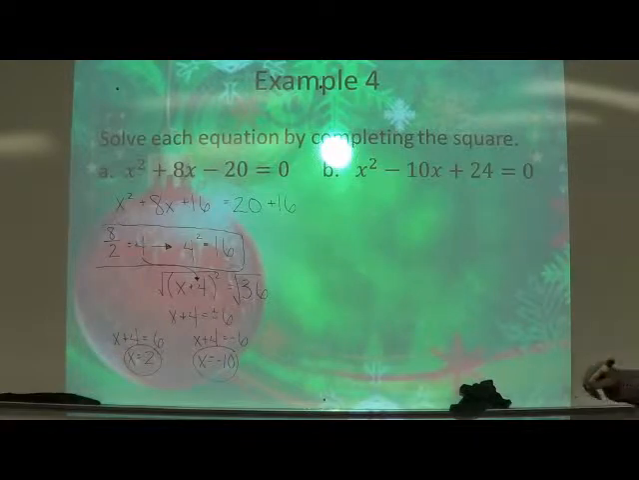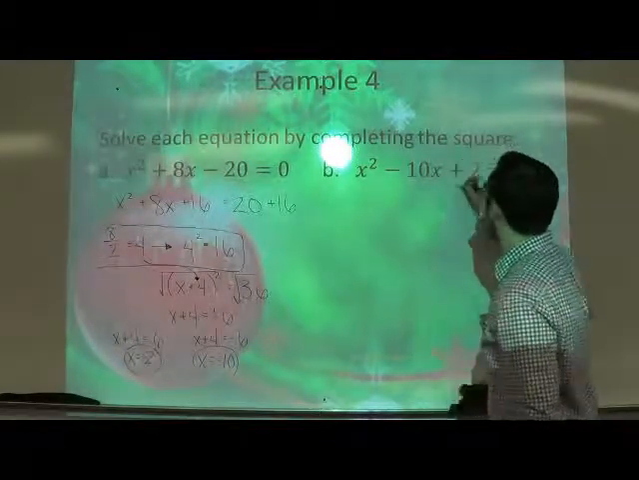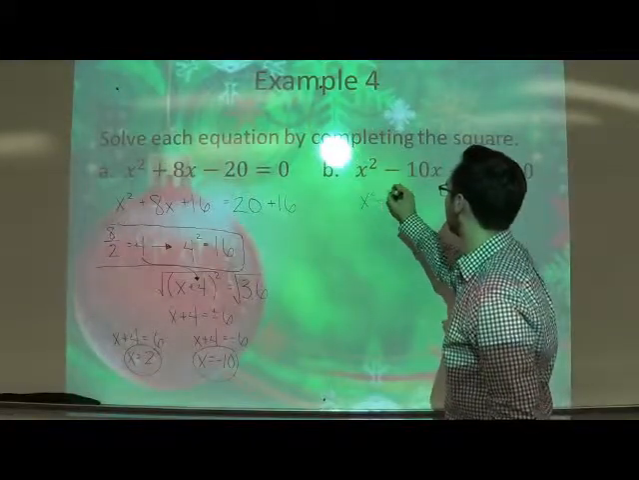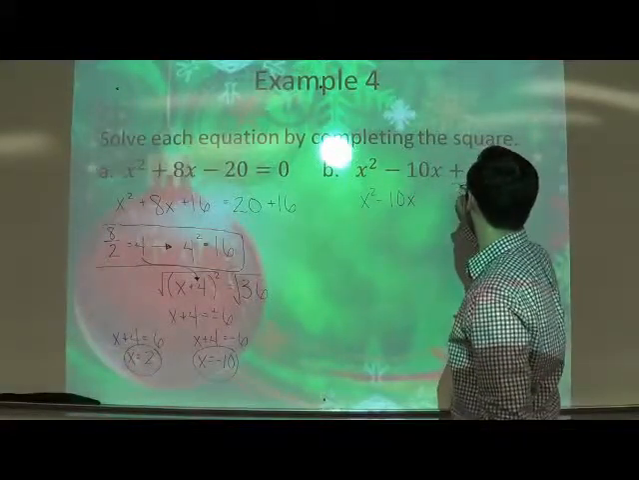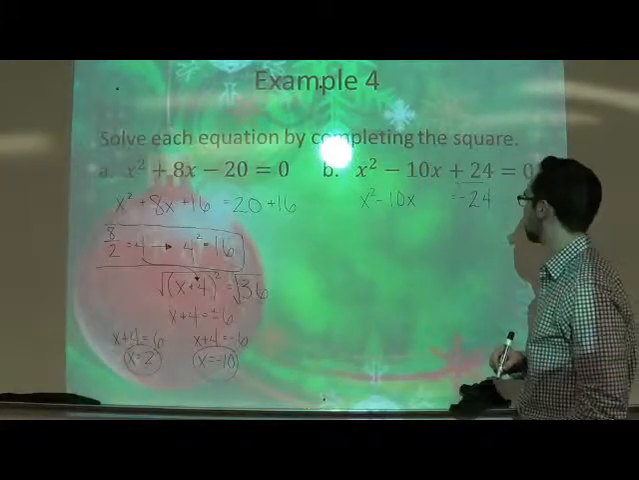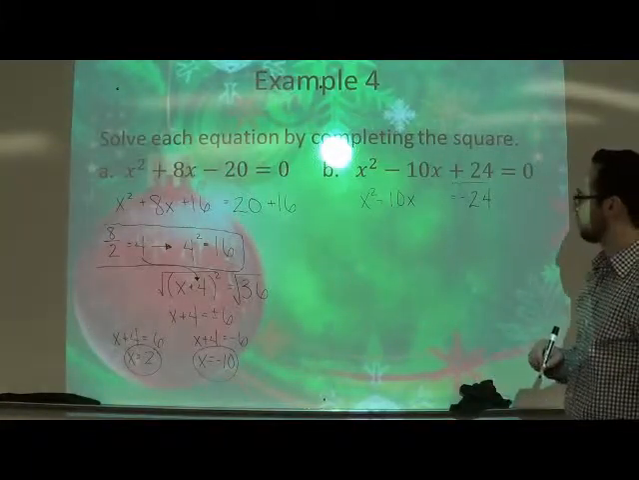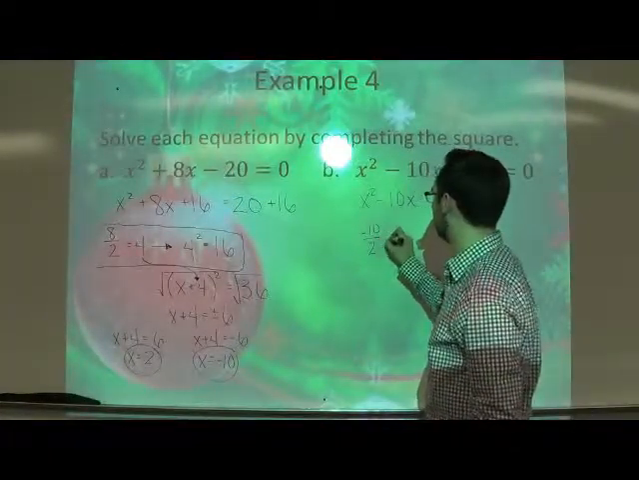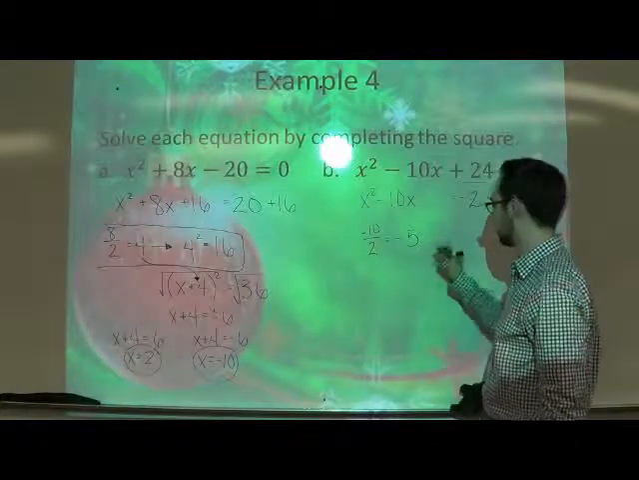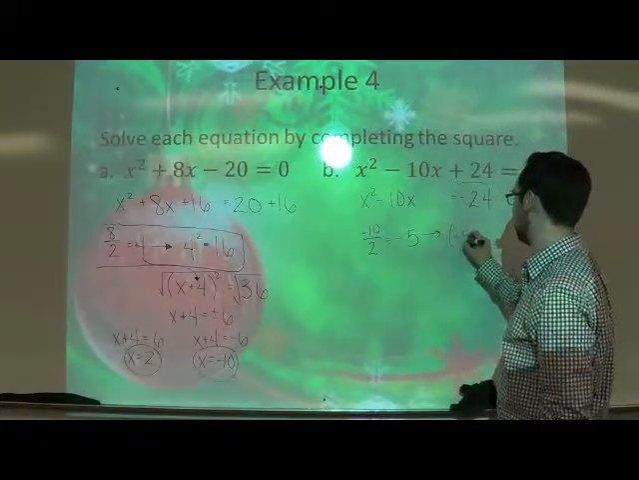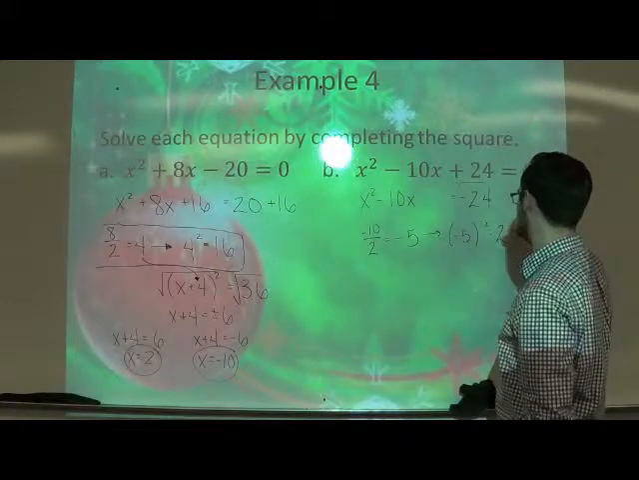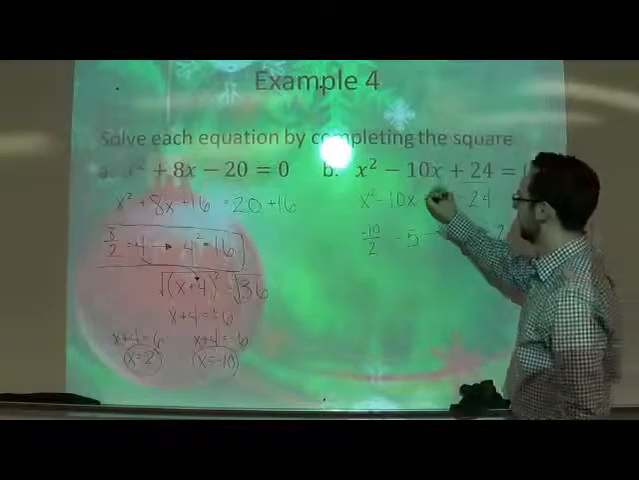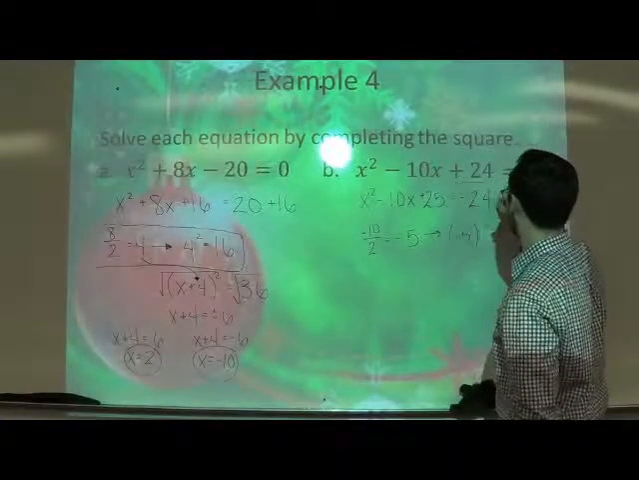We have x squared minus 10x plus 24. Again, get rid of the constant. This term wants to move to the other side. We have x squared minus 10x is equal to a negative 24. Now I complete the square. Take negative 10 divided by 2, which is equal to a negative 5. We square that negative 5 to get a positive 25. Now this number gets added to both sides. So I add 25 and I add 25.